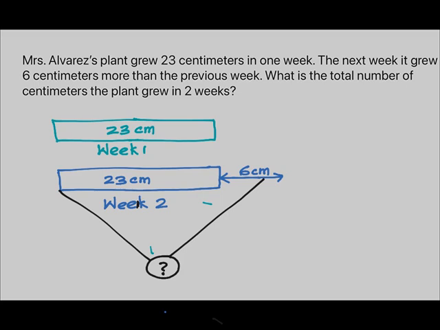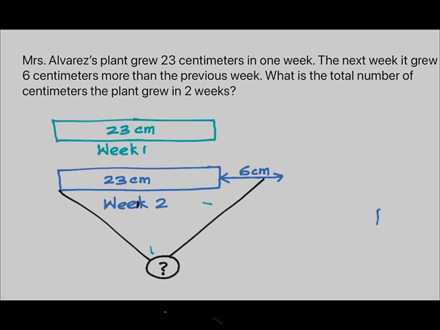Okay, I have shown the tape diagram for this problem. In week 1 the plant has grown 23 centimeters, and in week 2 the plant has grown 23 centimeters and 6 centimeters more. Okay, we don't know the total for week 2. That is something that we have to find. I have drawn a double tape diagram because we are comparing week 1 and week 2. Okay, now let us find the total for week 2.